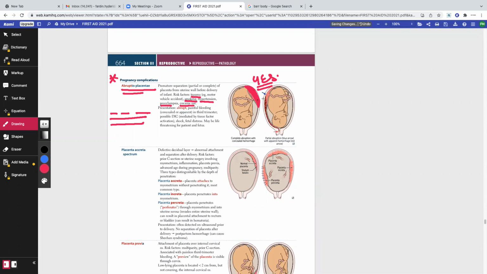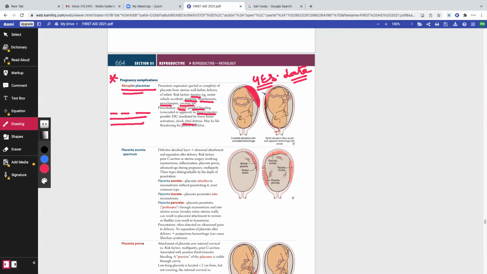Next one is, can we also have a little bit of bleeding? Yes or no? If it's a non-concealed partial abruptio placenta, the answer is yes. Another one is, is abruptio placenta more common in the early stages of pregnancy or in the late stages? The answer is that abruptio placenta is more common in the late stage of pregnancy, in the third trimester. And these patients, can they have fetal distress and intrauterine fetal death? Yes or no? The answer is yes.